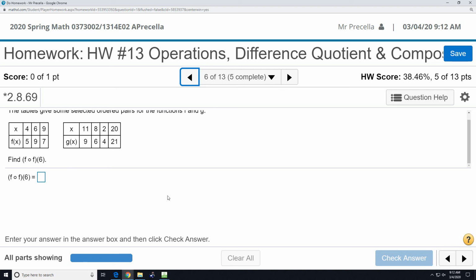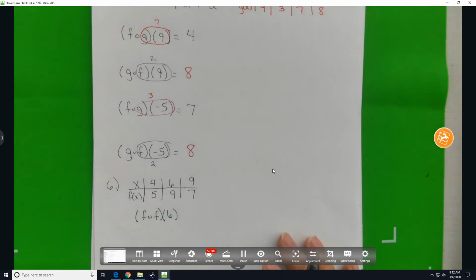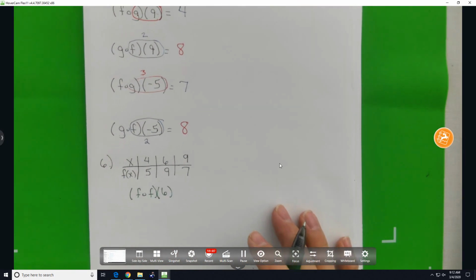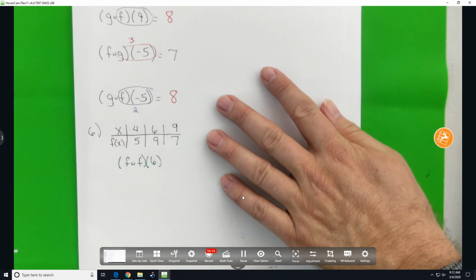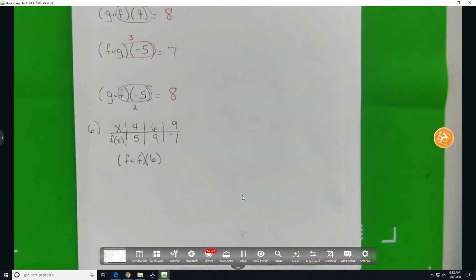It says find F composed with F of 6. So I just wrote down the F table. You didn't need the G table. It's one of those streets that's there that I never drive down, but it's still there. They gave you G. You don't need it. There's not a lot of scribble to write out here.